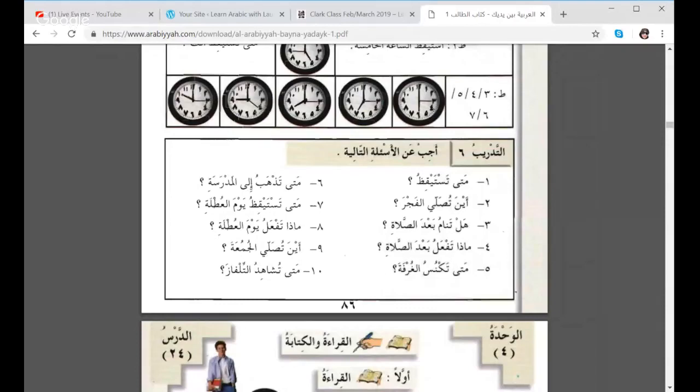Remember matha? Okay, matha, what? What about taf'alina? What do you do? What do you do after prayer? Take a break.